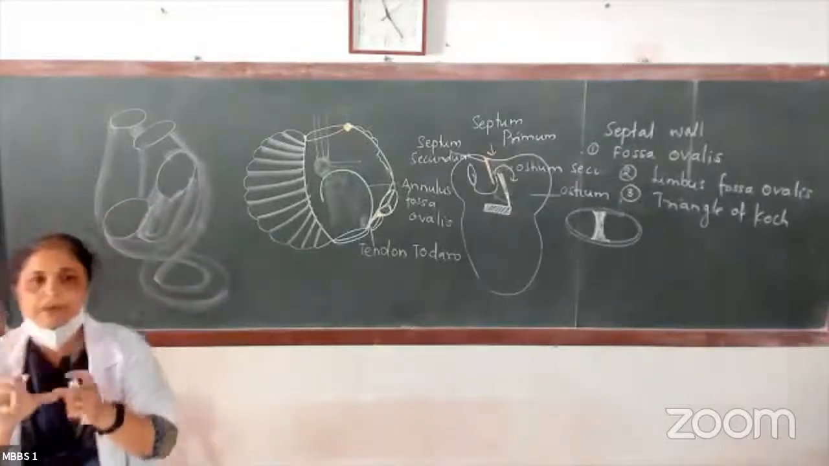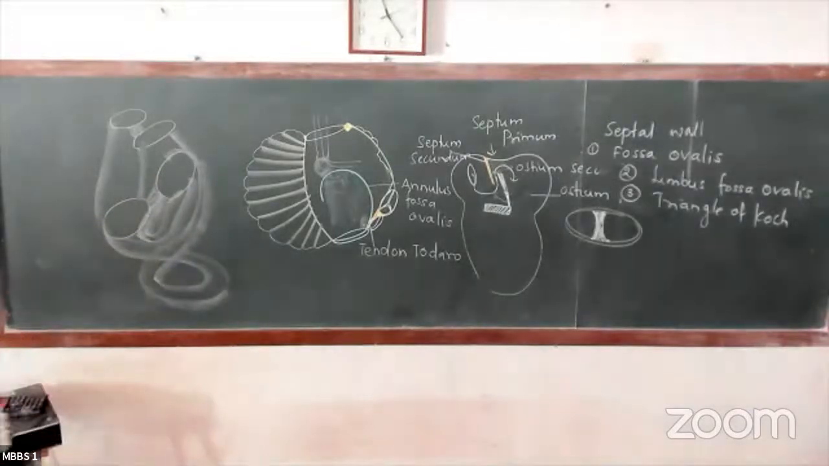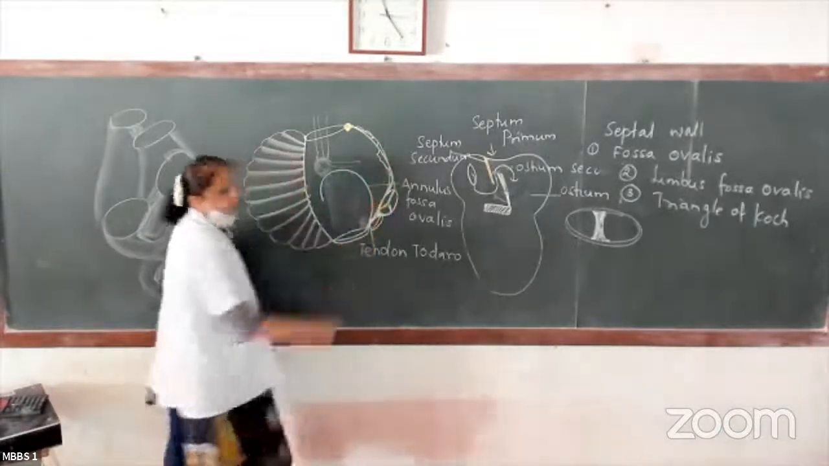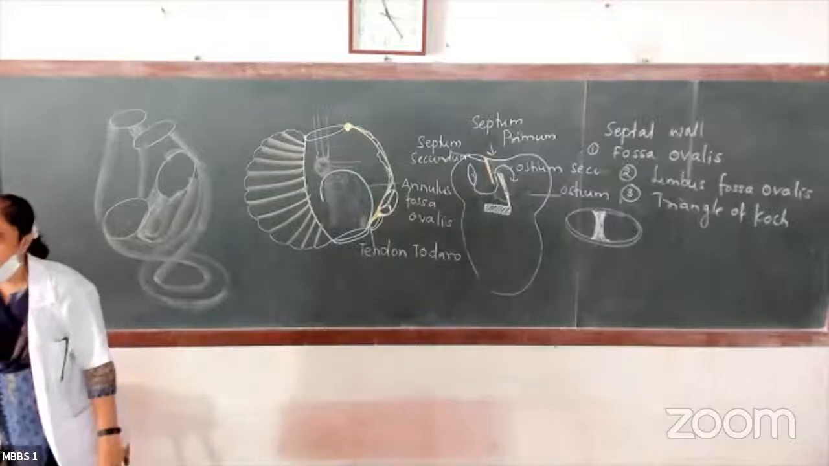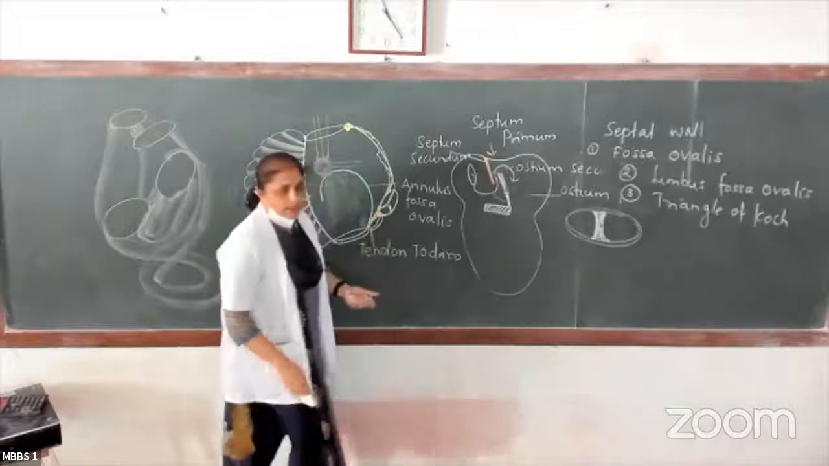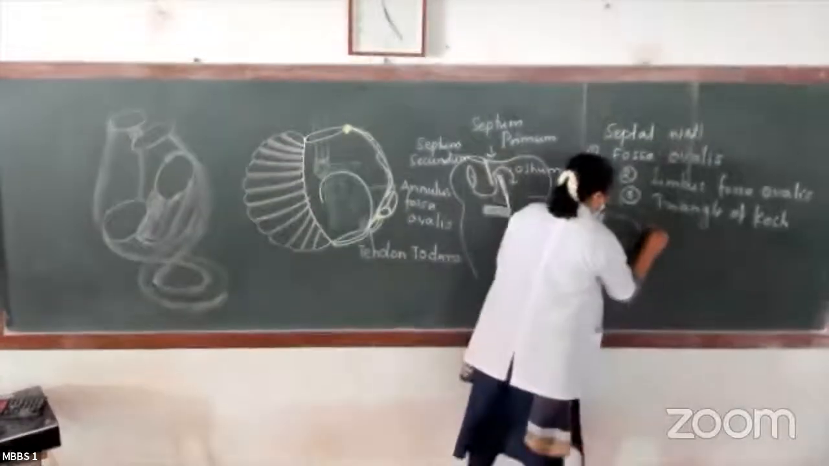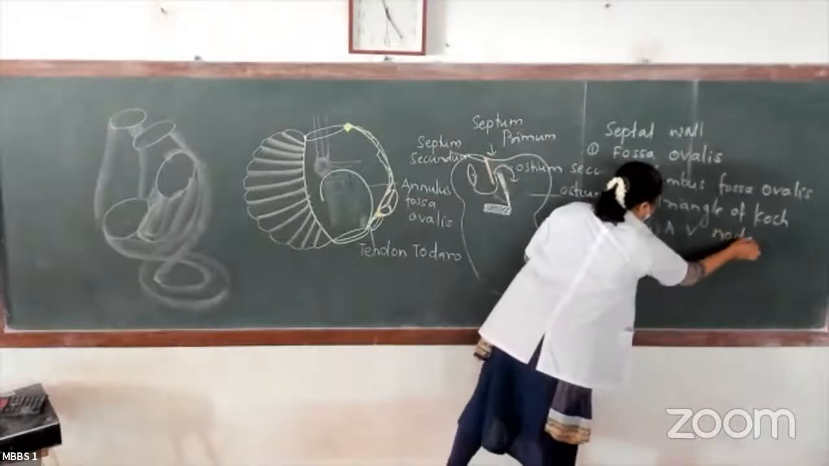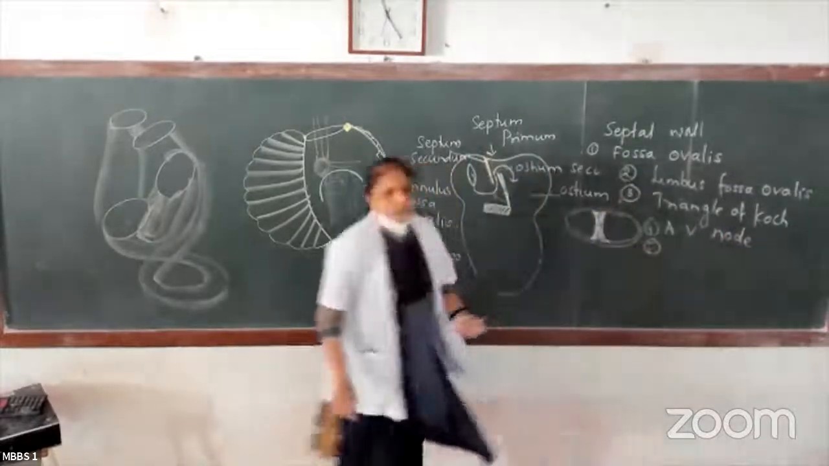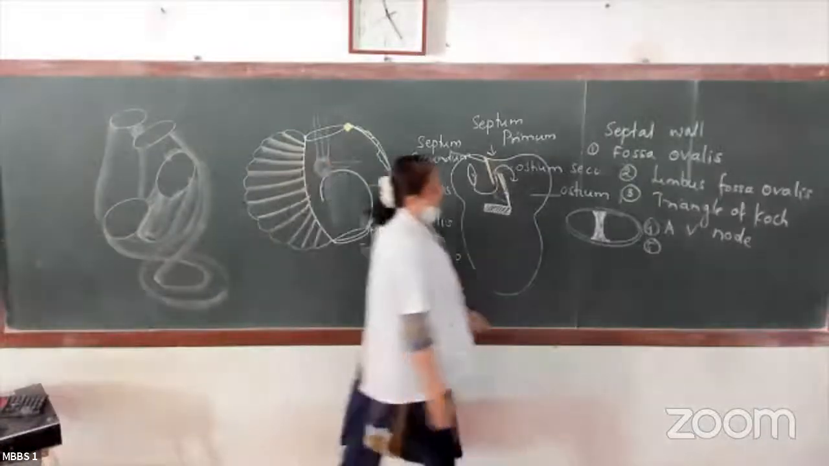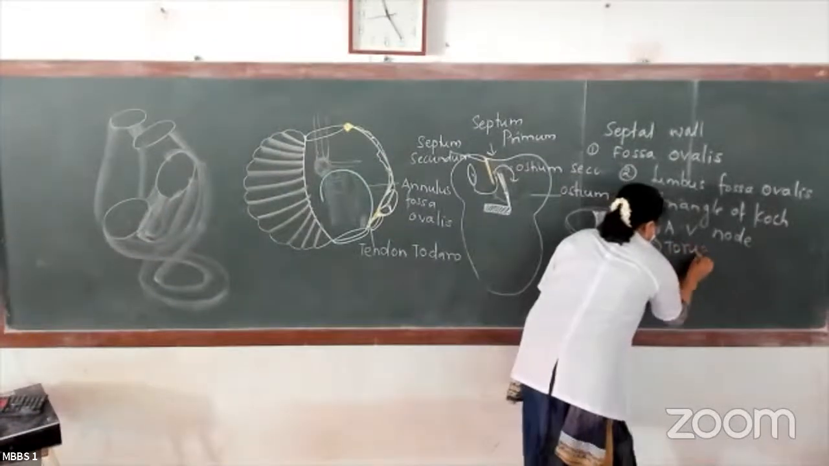From the SA node, the impulse has started. It is conducted to the AV node. From the AV node, it is directed to the ventricle through the bundle of His. So the AV node is situated in the triangle of Koch. You should know that this whole structure is the location of the AV node. It is a feature of the septal wall of the right atrium. After that, you can see the fifth feature. It is called the torus aorticus.